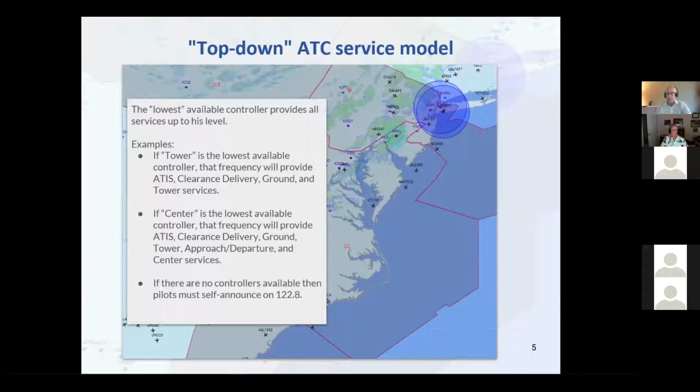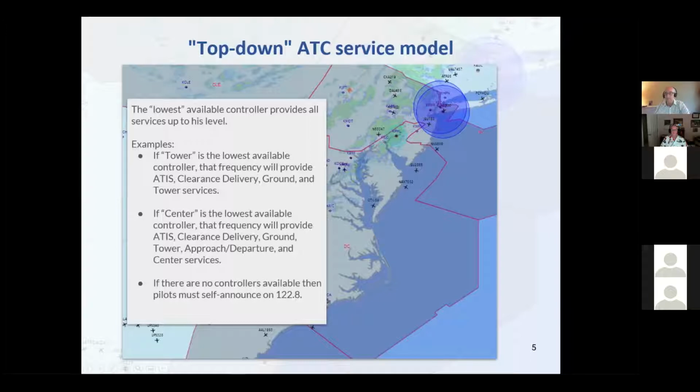So for instance, on the screenshot you see behind this slide for Washington Center, when this shot was taken, there was a controller providing services for Washington Center, but there are no tower controllers or approach controllers or ground or ATIS. They use ATIS as a control position as well. So in that case, if you were flying in the Washington, D.C.